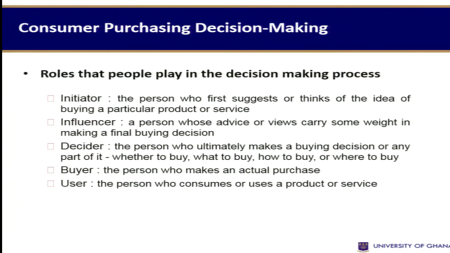And people play a role. I mean, when it comes to the decision-making process, we have somebody we call the initiator. Now, what an initiator does is that they can first suggest or think of the idea of buying a particular product or service. You have influencers, a person whose advice or views carries some weight in making the final buying decision. You have deciders, you have buyers, you have gatekeepers.